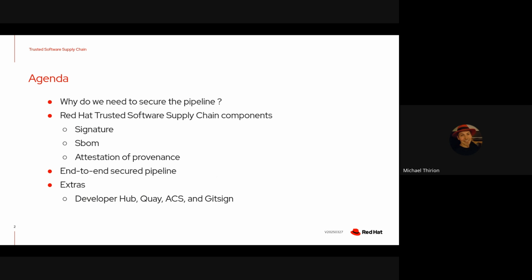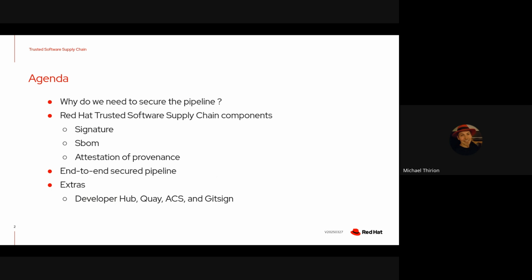We'll start by looking at why it's necessary to do that now. Then we'll look at what elements we need to secure a pipeline. And we'll look at the Red Hat products that support those elements. Basically, we'll talk about three probably relatively new concepts: signature, SBOM, and provenance, or attestation of provenance.